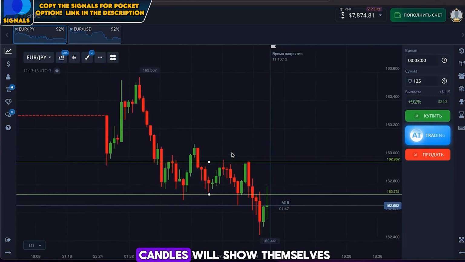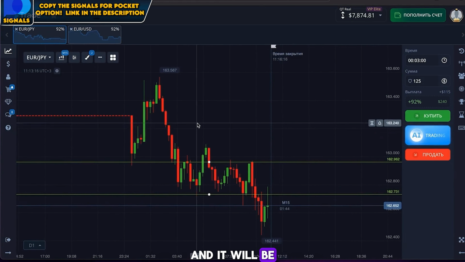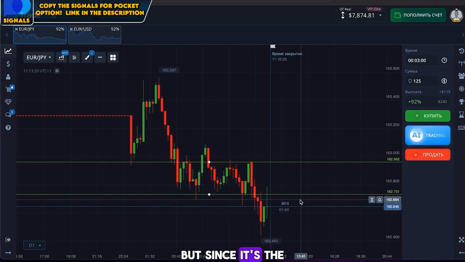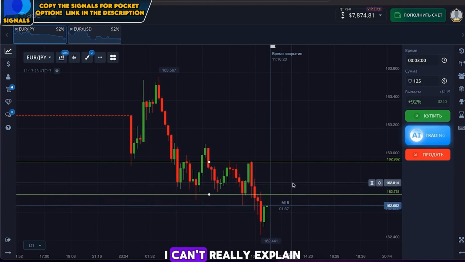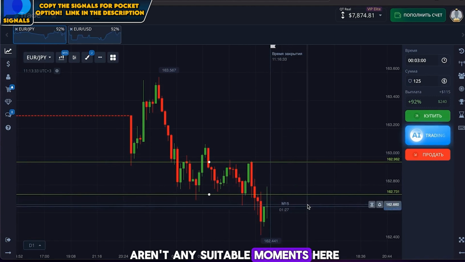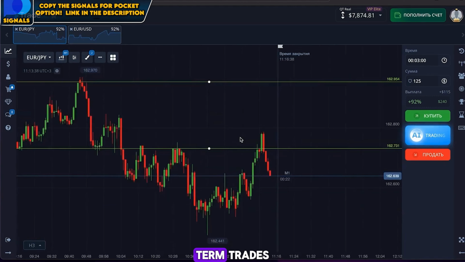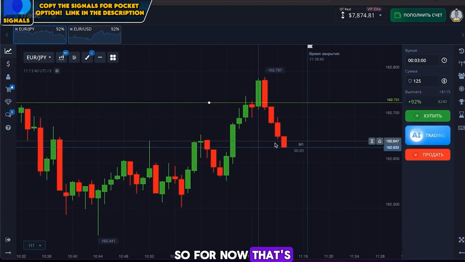By the evening, the candles will show themselves, and it will be clearer how the trend will behave this week. You can also use it here, but since it's the beginning of the week, I can't really explain the whole long-term strategy in detail right now. The principle is the same. It's just that there aren't any suitable moments here, so to speak. The trading is currently more focused on short-term trades, so for now, that's how it is.